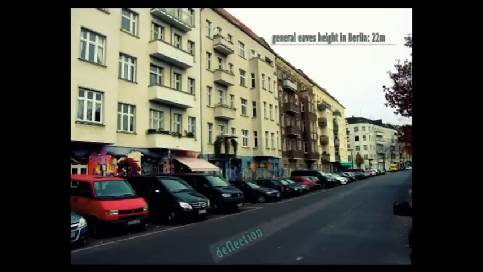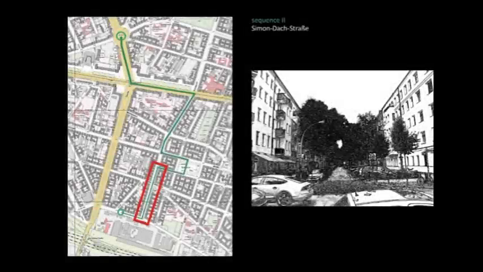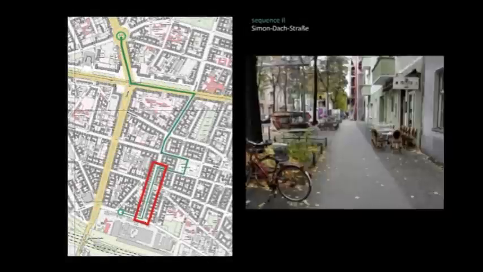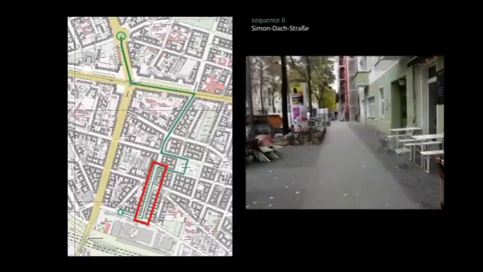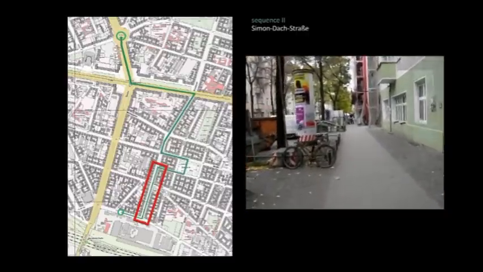At the end of the street there is a deflection to the right, but we will turn left and enter the Simondach Street. The Simondach Street was created in the beginning of the 19th century. Under the process of gentrification it is now a very popular place to go out. The experience of walking along the street is always very exciting, but why is that?